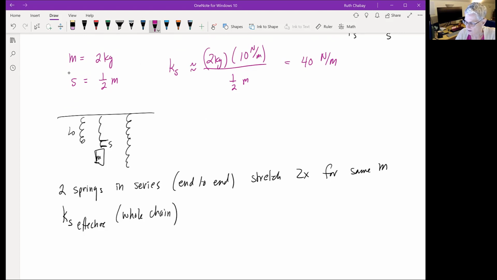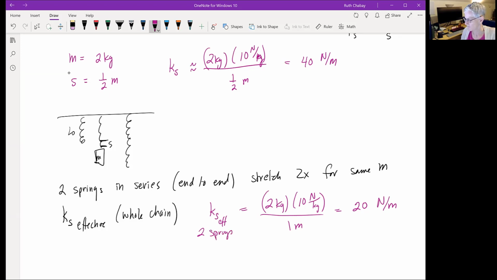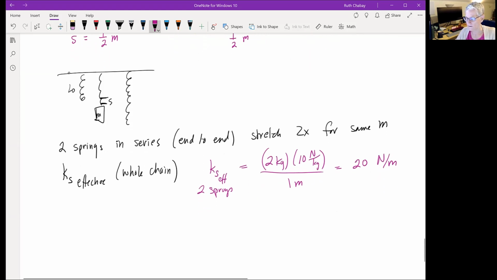So the effective spring stiffness would be something like 2 kilograms times 10 newtons per kilogram. Sorry, that's newtons per kilogram. But now it stretches 1 meter. So in fact, the effective spring stiffness would now be 20 newtons per meter for 2 springs. The stiffness is actually lower, right?